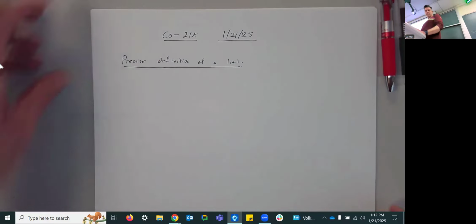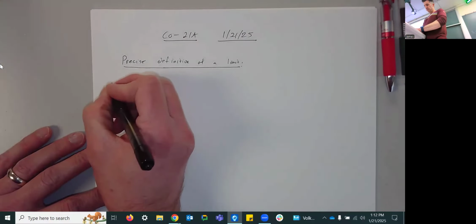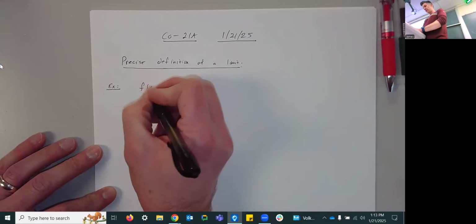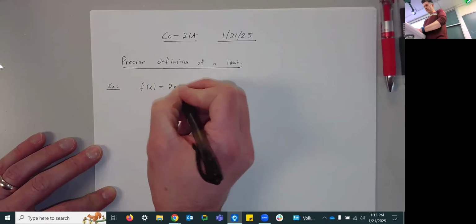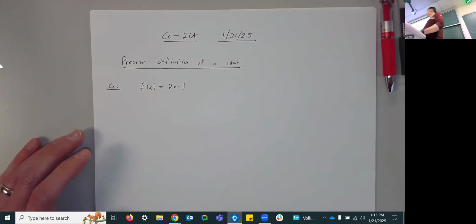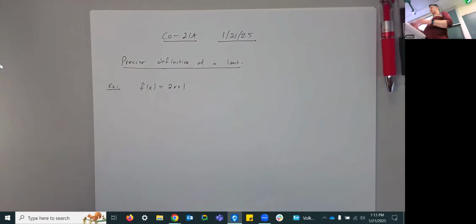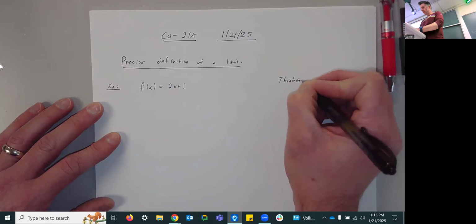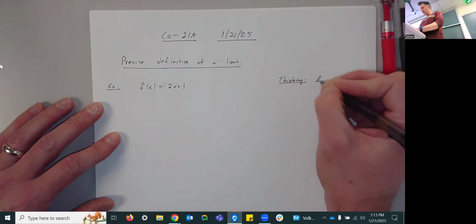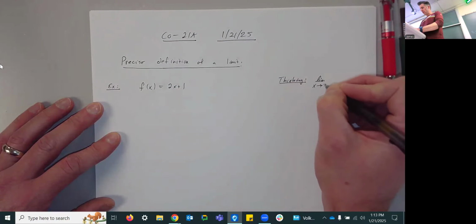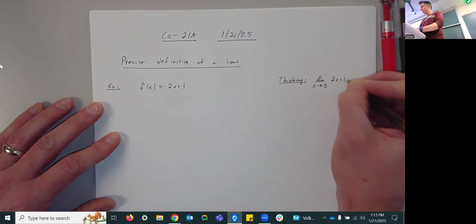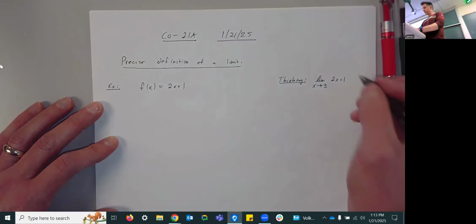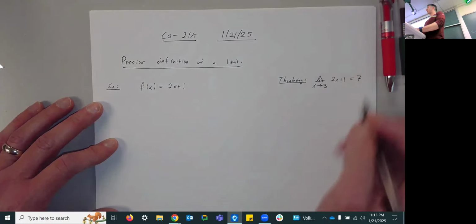So, let's look at the following example. We're going to look at the function f of x equal to 2x plus 1. And the idea here is we're going to look at what happens. So here's what we're thinking. We are thinking about the limit as x approaches 3 of 2x plus 1. And if we plugged in 3, we can see the limit's definitely going to be 7. And that's all well and good as far as evaluating the limit.